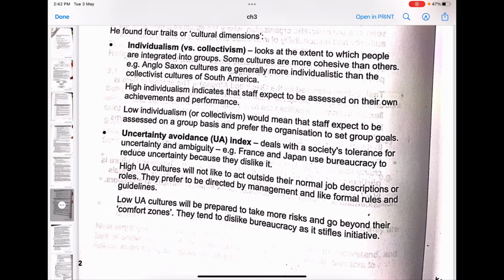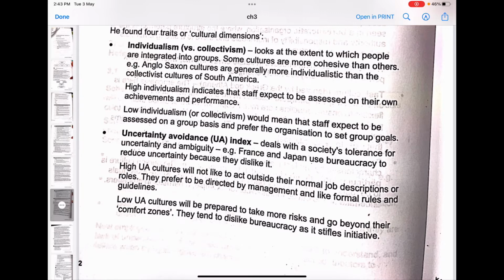Individualism versus collectivism looks at the extent to which people are integrated into groups. Some cultures are more cohesive than others. For example, Anglo-Saxon cultures are generally more individualistic than the collectivist cultures of South America. High individualism indicates that staff expect to be assessed on their own achievements and performance. Low individualism, or collectivism, means staff expect to be assessed on a group basis and prefer the organization to set group goals. I think that was self-explanatory.